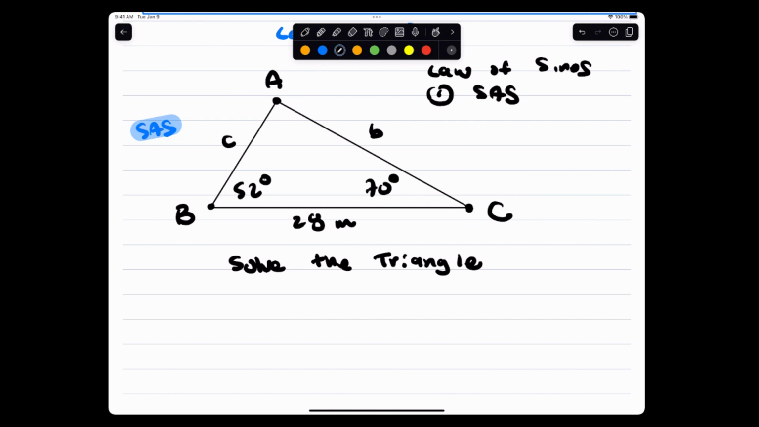Now, when you have side angle side, oh, I'm sorry. I apologize. Nope. I apologize, you guys. I really got to wake up. Your first case is going to be angle side angle. I apologize for you guys. This is your first case. Angle side angle. Okay.